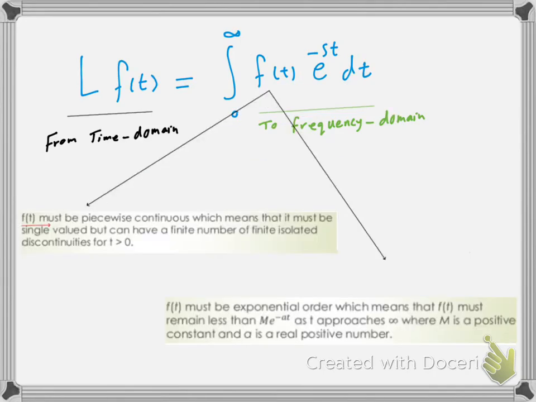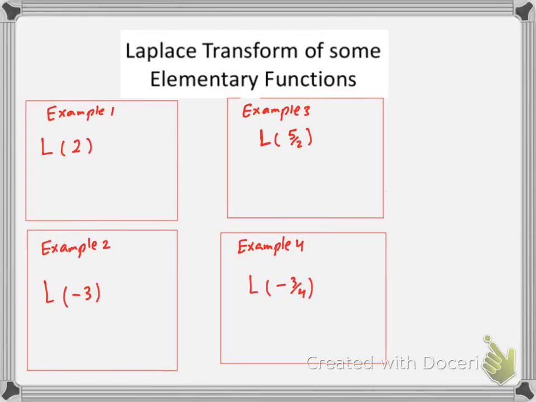The time domain function should be a piecewise continuous function, and the time domain function f of t must be an exponential order function. Those two conditions will give you the ability to convert from the time domain to the frequency domain through Laplace transform. In these examples, let's illustrate the way to compute Laplace transform for different functions. In example 1, we will try to compute the Laplace transform for the number 2.